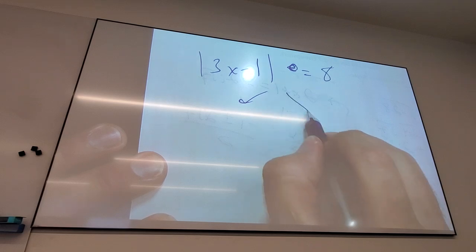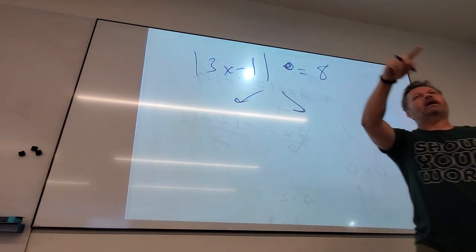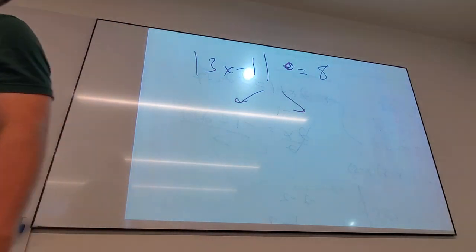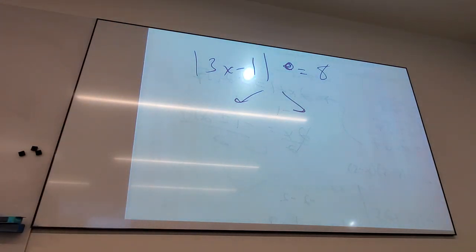If I just ask you, what do you take the absolute value of to get 8? What's the obvious answer? Just give me a number whose absolute value is 8. 8. Kick ass. Give me the other one. Negative 8. Good. So I desperately want you to understand: 3x minus 1 is a number, yes? And this problem says it wants the absolute value of that number to be 8. So what could that number be? That number could either be 8, or that number could be negative 8.